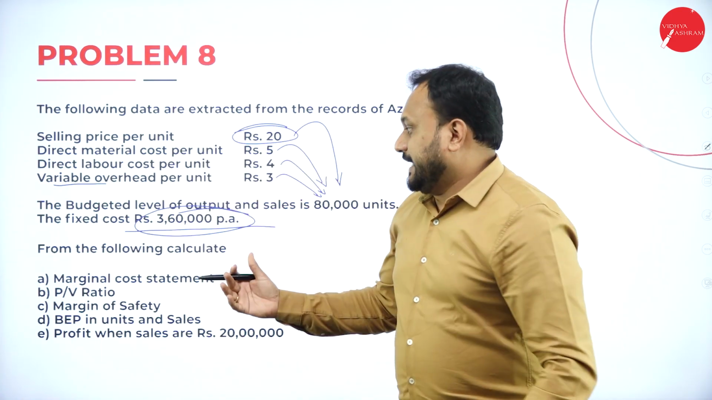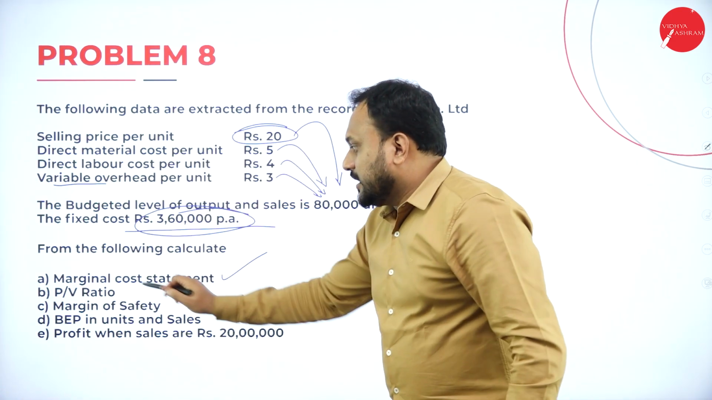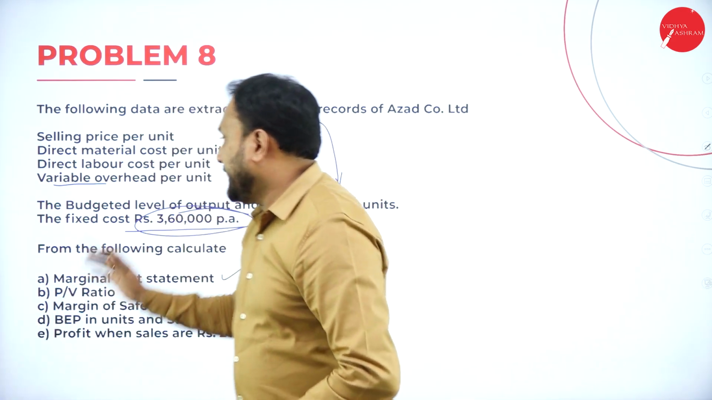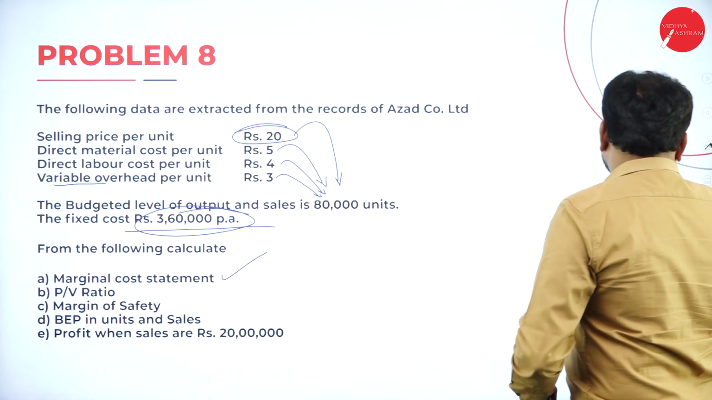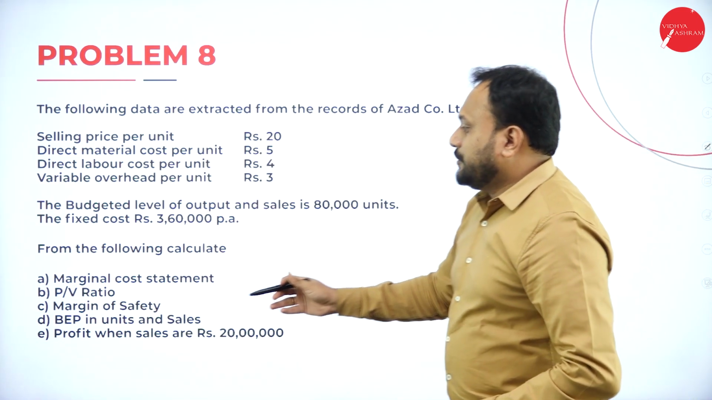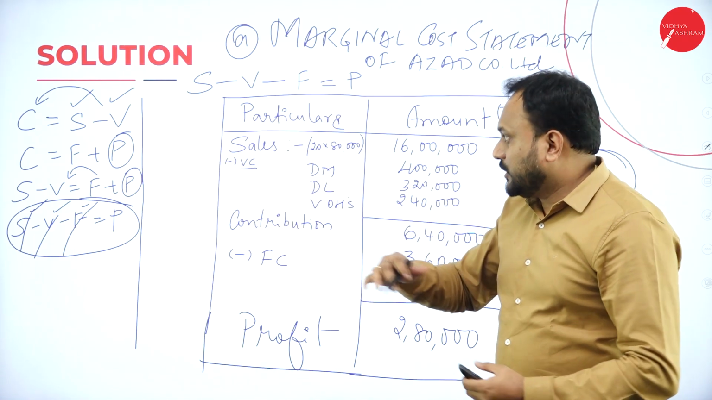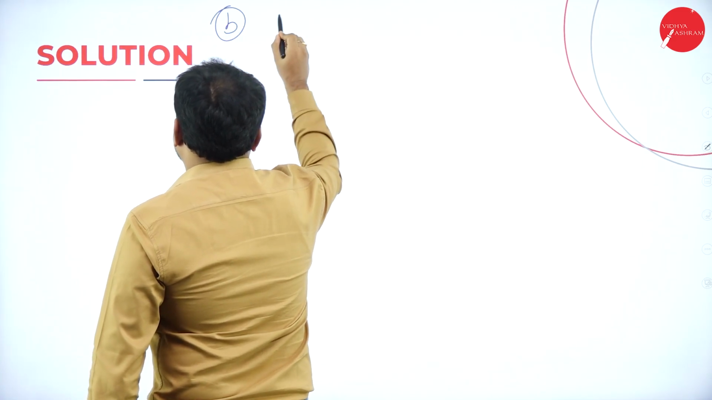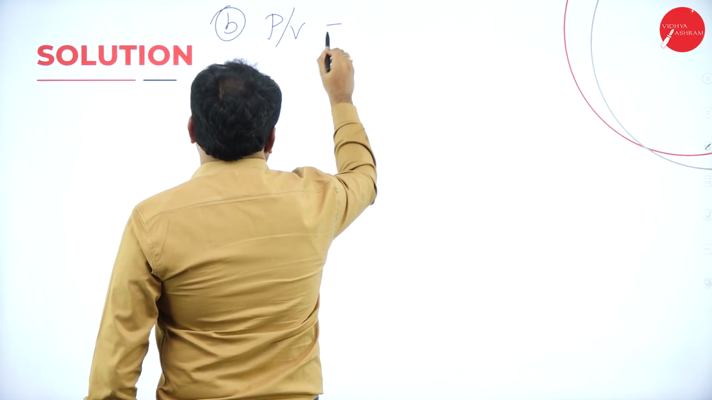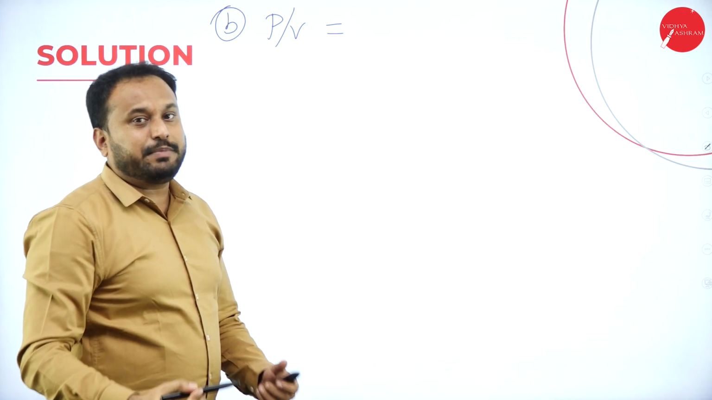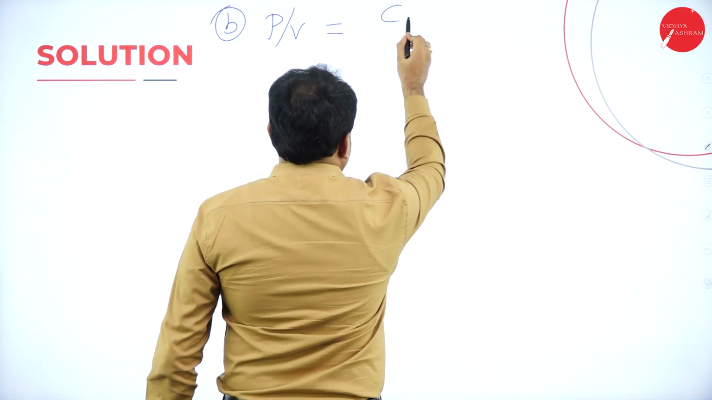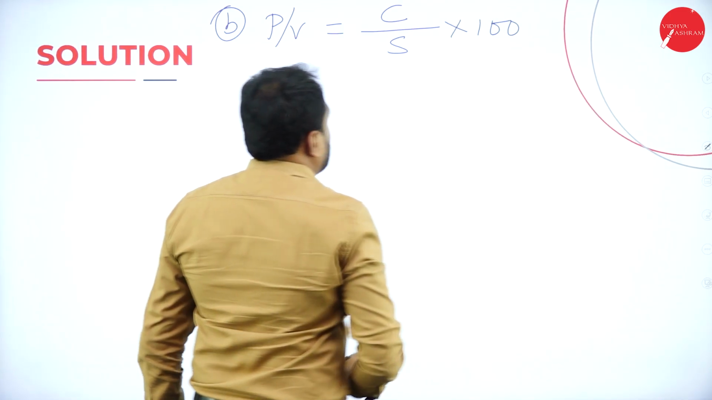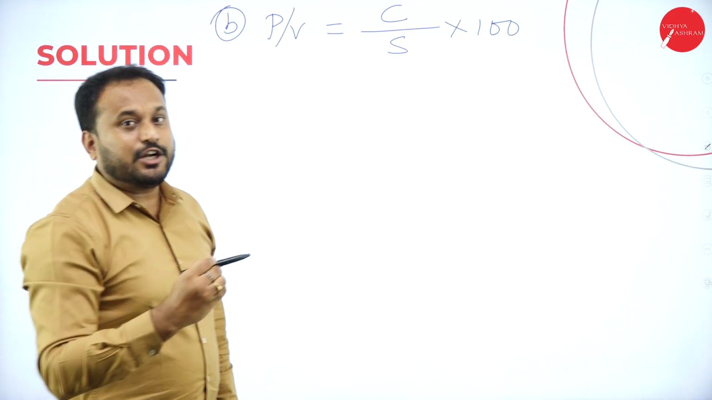Now, let's go with the next one. I'm done with this. Now, they are asking me to find PV ratio. Let me erase everything here. When we go with find PV ratio, we'll go back to our question. This is the B question, they say find PV. What is the formula of PV? PV is always contribution divided by sales into 100.